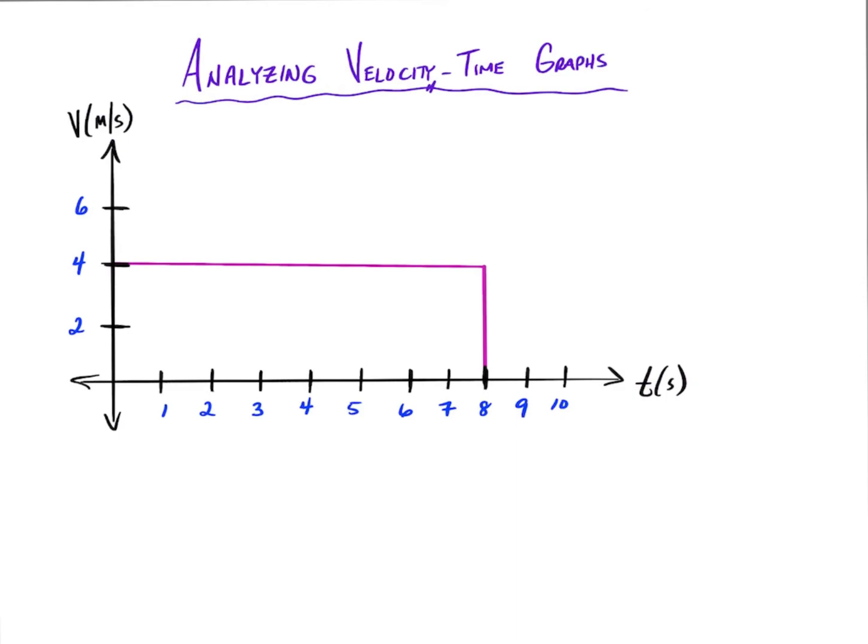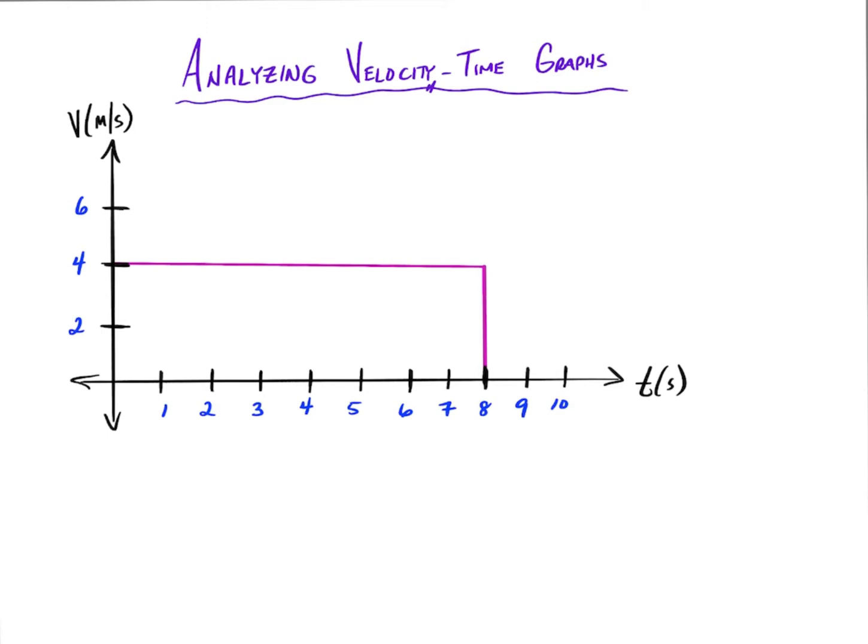Here we have a very simple velocity time graph. This was an object that was moving at 4 meters per second for 8 seconds. That's it. Didn't speed up, didn't slow down, just for 8 seconds it moved at 4 meters per second. That's what is represented in this graph. Now, one of the things we should take a look at is that we have essentially a rectangle here. So the slope is 0 because it's just a flat line.